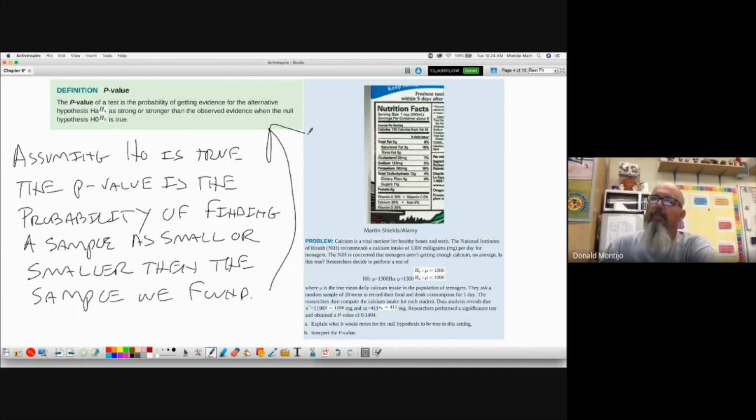So what is the p-value? Assuming the null hypothesis is true, what is the probability of finding a result as small or smaller than the result we found? Or, assuming the null is true, how rare is this sample? If it's rare, then I don't believe you.